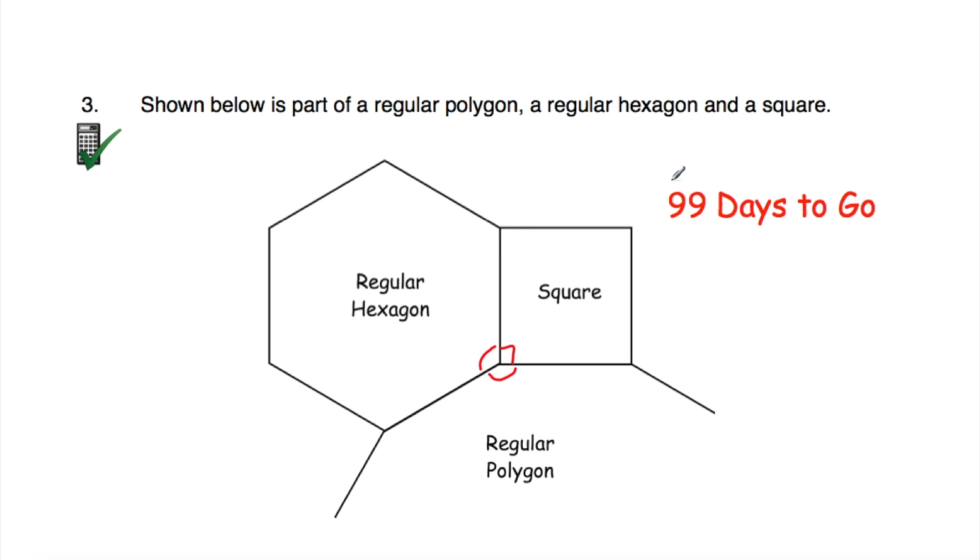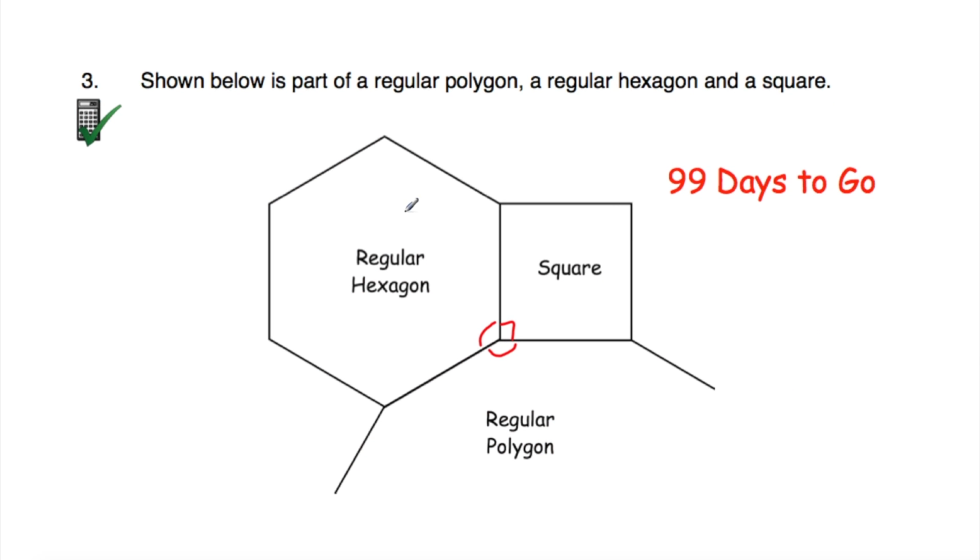Okay, let's look at our next question, question number 3. I really like this question. It's angles and polygons. So we've got a square, so that's a 90-degree angle, obviously. We've got a regular hexagon. Now the angles in a hexagon add together to be 720 degrees.